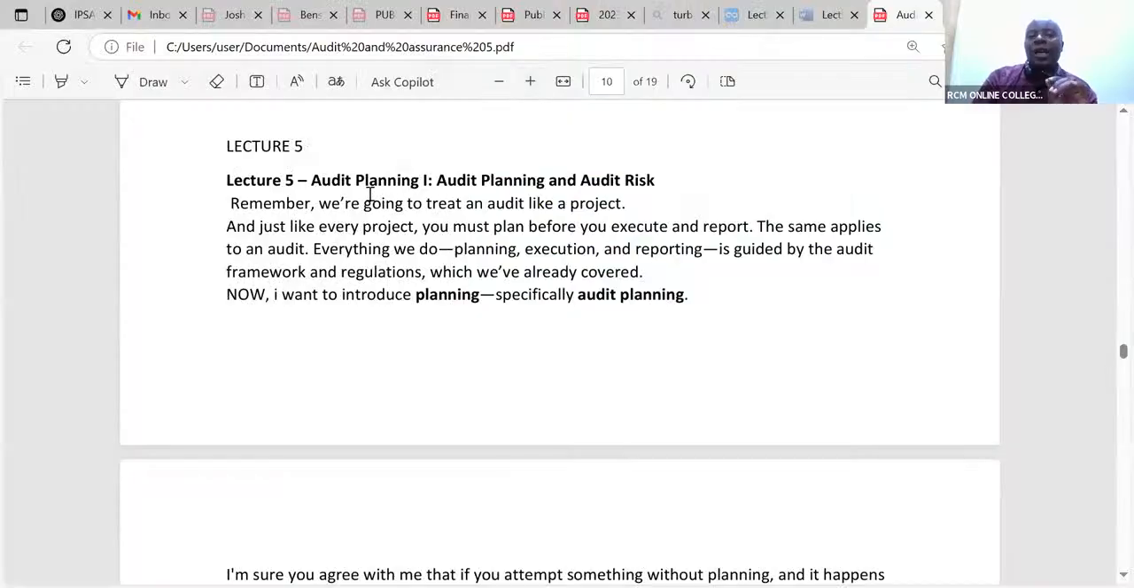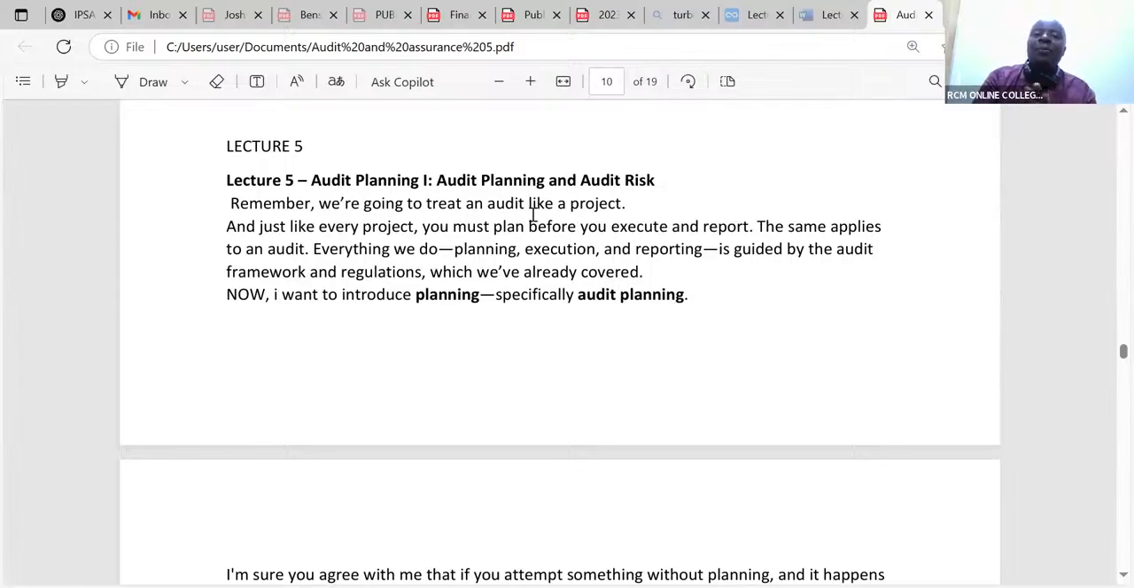Ladies and gentlemen, very importantly, I share the handout. This handout is great. So, lecture 5, audit planning and audit risk. The moment you understand this, then we shall be said to be very good participants.